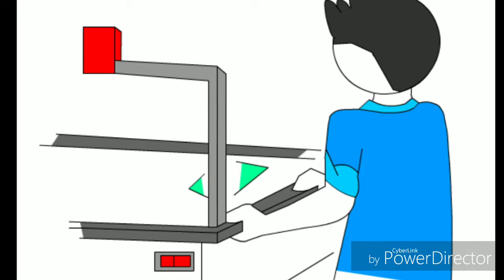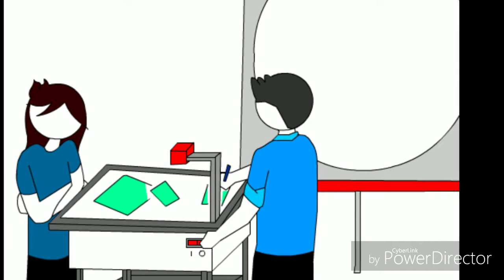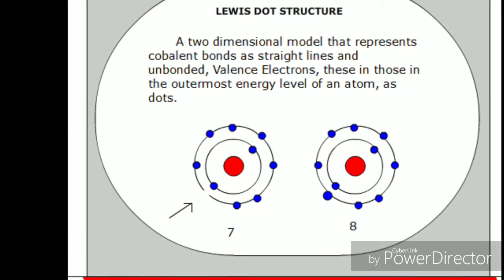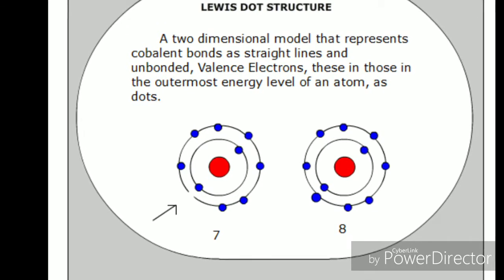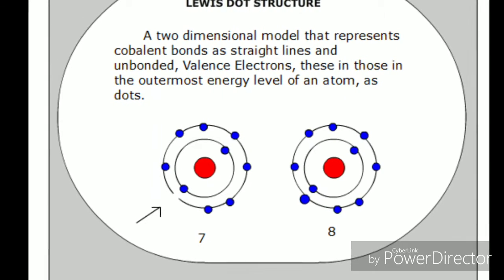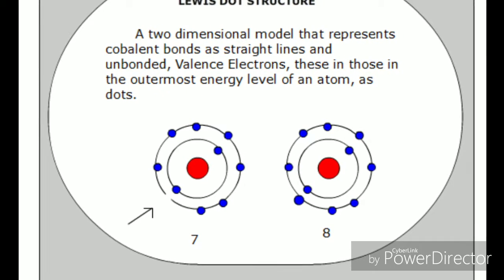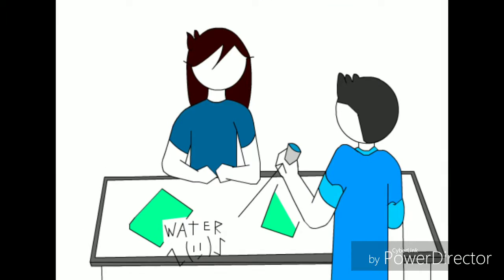But I'm already standing. So, let's start with Lewis dot structure. Lewis structure is a two-dimensional model that represents covalent bonds as straight lines and unbonded valence electrons, those in the outermost energy level of an atom, as dots. Atoms are most stable when their outermost electron shells are filled.